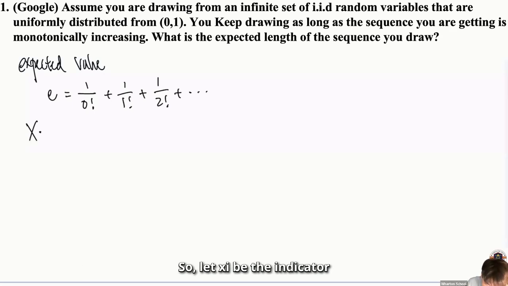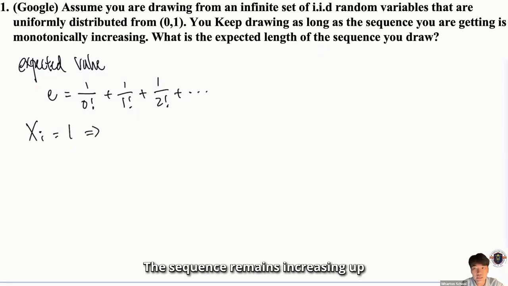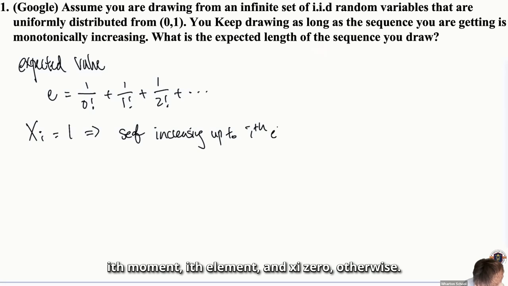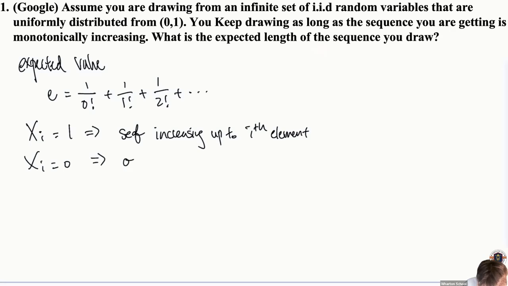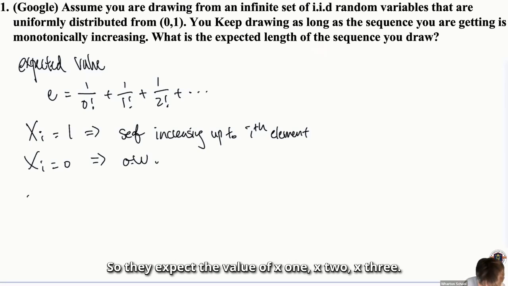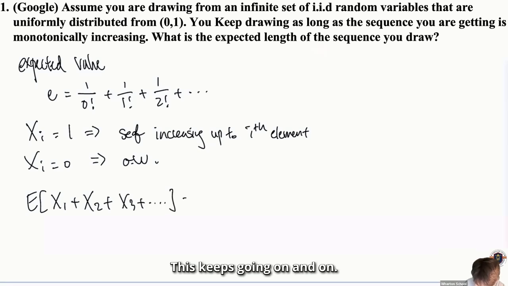So let x_i be the indicator variable where x_i equals 1 if the sequence remains increasing up to the ith element, and x_i equals 0 otherwise. So the expected length of the sequence can be expressed as the sum of expected values of these indicator variables. So the expected value of x1, x2, x3, and this keeps going on and on.